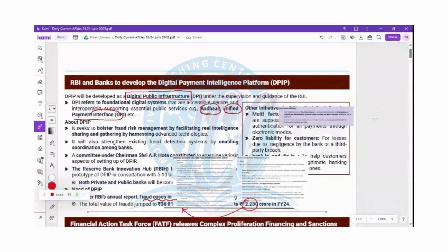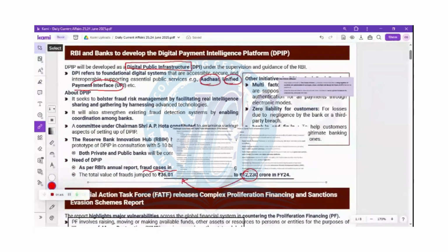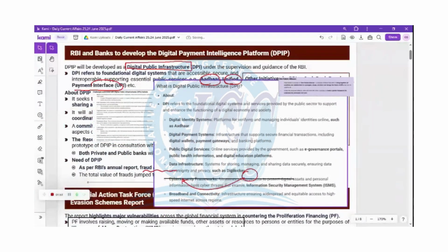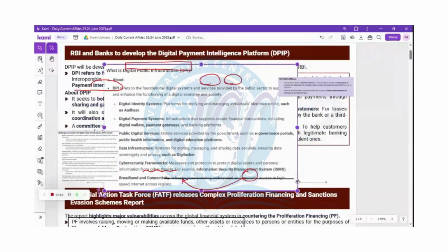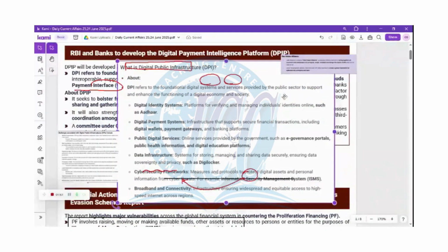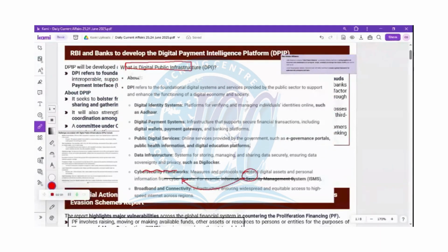So, if India is looking forward to this, then what are some of the problems? Let me show here what is essential, because in the preliminary examination questions have come. They can ask you a framed applied question. A digital public infrastructure is a foundational digital system provided by the public sector to provide and enhance the functioning of the digital economy.